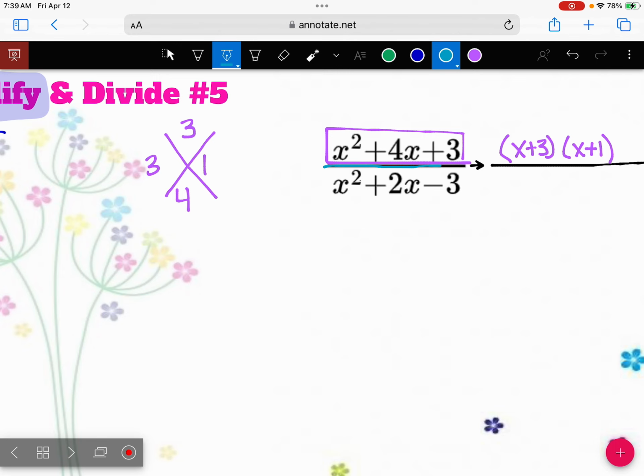We do the same thing on the denominator, where I'm going to take my x frame, a times c at the top, which is -3, b on the bottom is +2. We need a pair of numbers that multiply to make -3 and add to make +2.